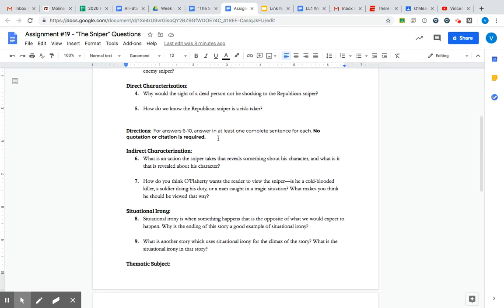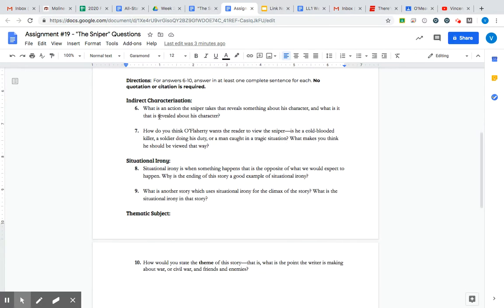6 through 10, answer in at least 1 complete sentence each. You do not need a quote or a citation. So you're just answering in your own words in a complete sentence with a capital, proper spelling, proper punctuation. Indirect characterization. The author is telling us about the character, but they're not coming right out and saying exactly what the character is like. They're describing the character through scenes in the story. So we're going to answer these in a sentence based off what we've read.